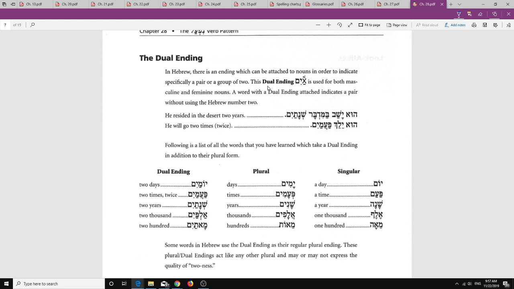Dual means 2, so the dual ending indicates a pair, and you don't have to use the number 2. For instance, Hu yashav bamidbar shanatayim. So he lived in the desert 2 years. That's how we could translate this. Hu yaled pa'amayim. He will go 2 times.